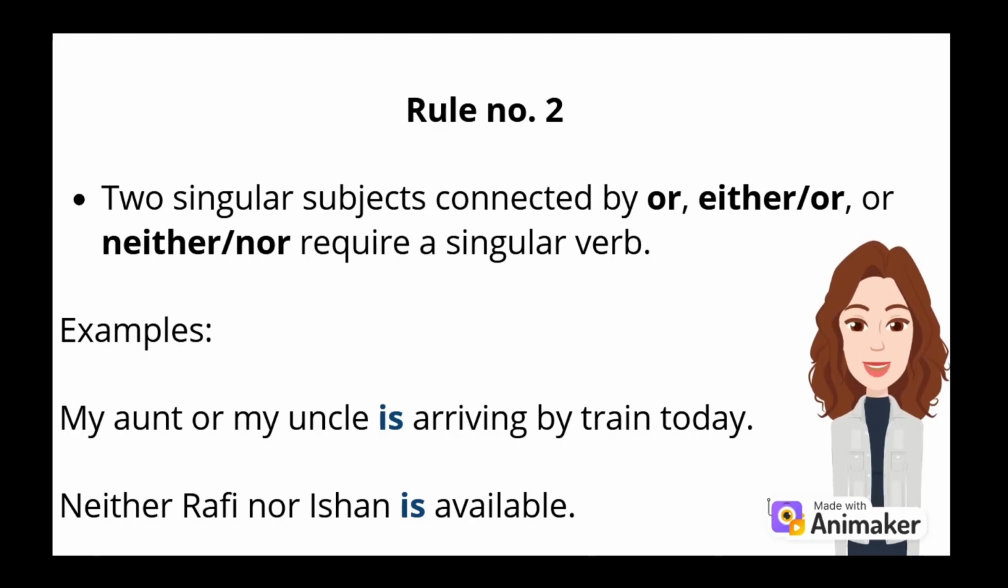Let's see the second example. "Neither Rafi nor Ishan is available." Here, the two singular subjects are Rafi and Ishan, and these two are connected by "neither...nor." So the verb that is used here is going to be singular.